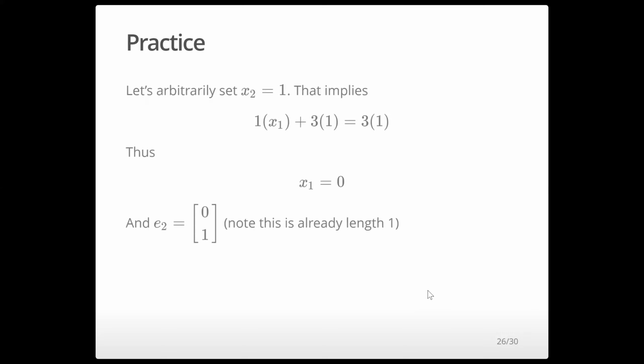So we arbitrarily set x2 equals 1 again. So that implies 1 x1 plus 3 times 1 equals 3 times 1. So we subtract the 3 times 1, we get x1 equals 0. And so we get 0 and 1. And note that this already has length 1. We don't need to do anything else. We're good to go here.